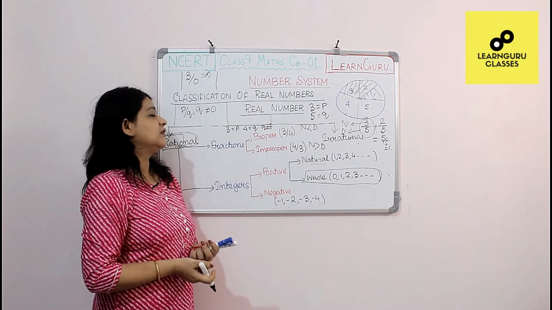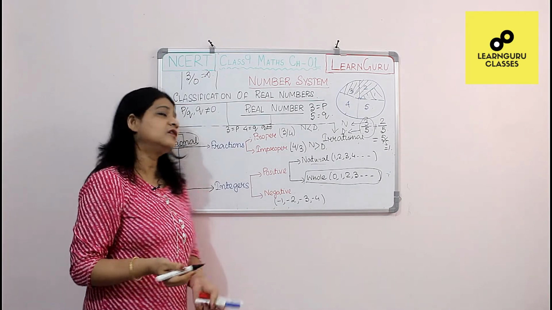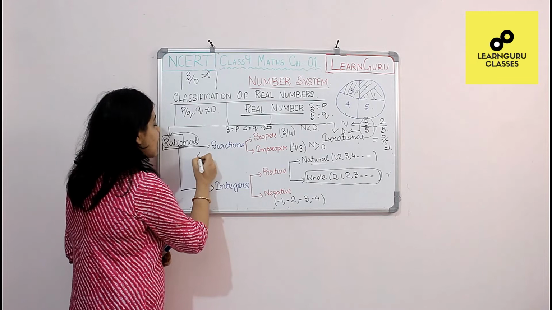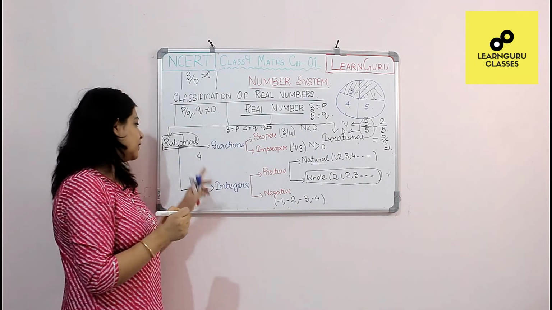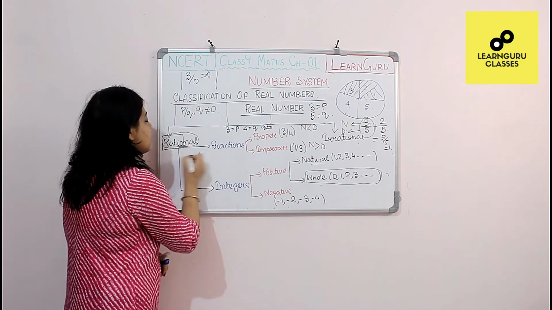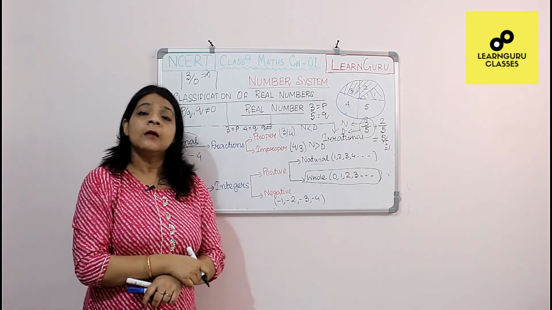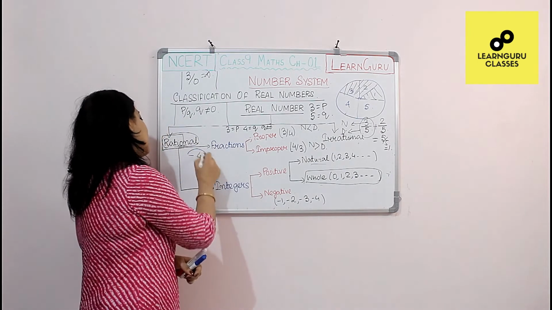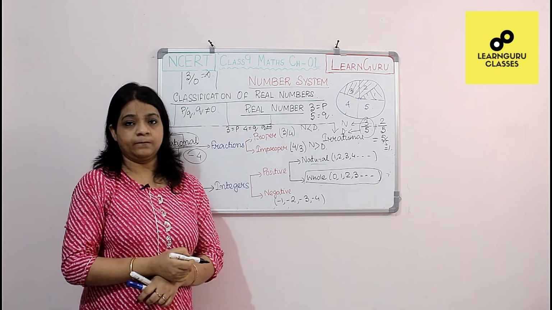Next come negative integers. So what are negative integers? It is very simple. For example, if I write 4 and give a minus or negative sign before 4, it becomes a negative integer.